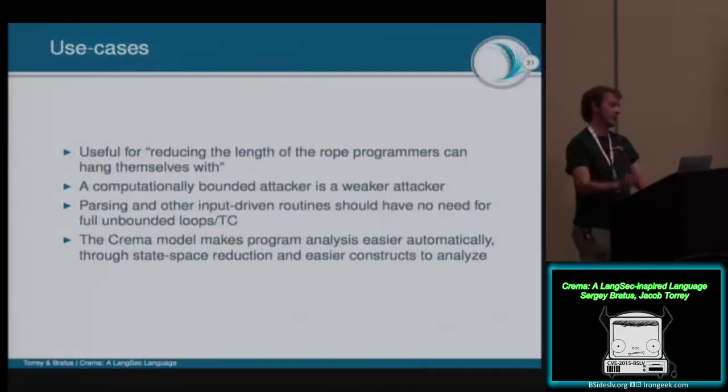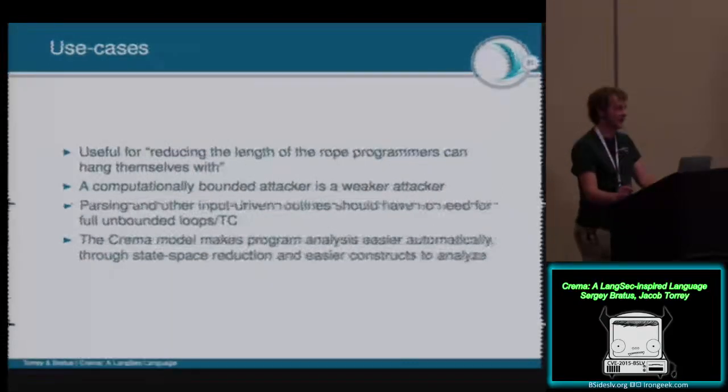So Crema is useful for reducing the length of rope programmers can hang themselves with. Even if you do implement a bug and someone does find a way to exploit it, they're naturally capped at whatever running time is left. Think back to the TikTok crocodile. A crocodile that can only run 1,500 paces or whatever it is a lot less scary than one that can run forever. A computationally bounded attacker is a much weaker attacker.